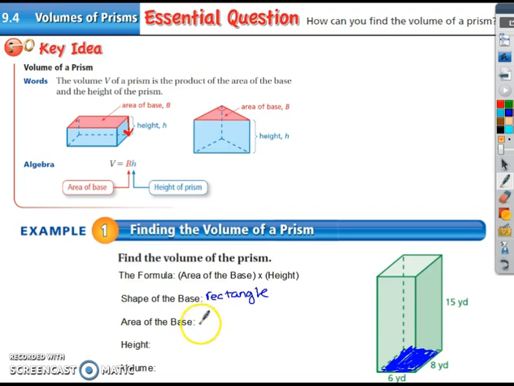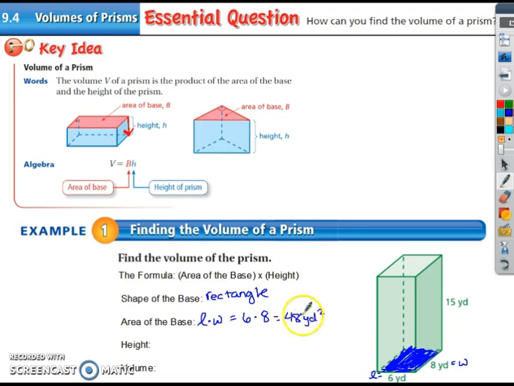The area of the base, I find that by going length times width, and in this case, my length is going to be 6, and my width is going to be 8. So length times width is 6 times 8, which is a total of 48 square yards.